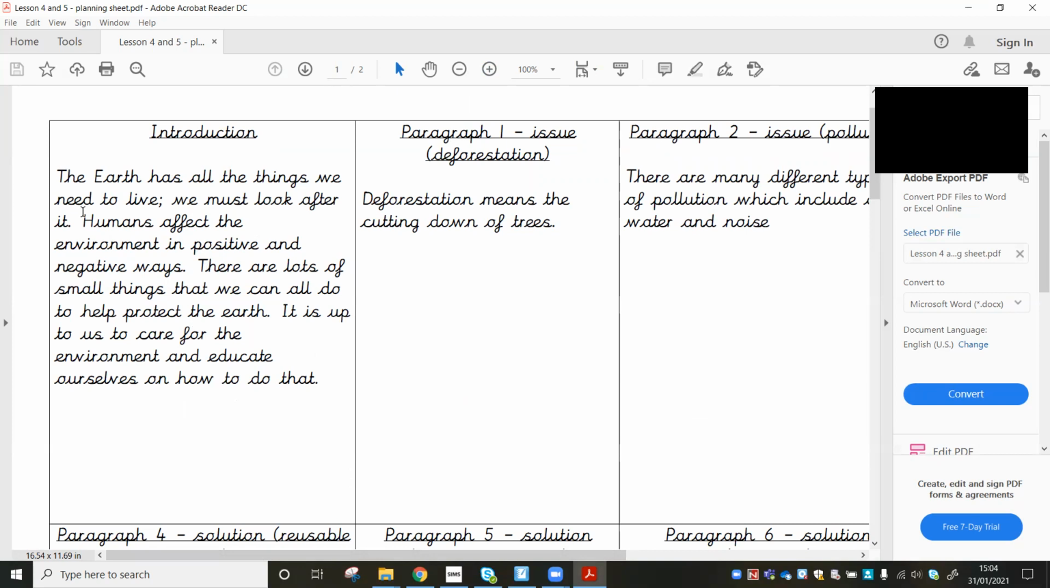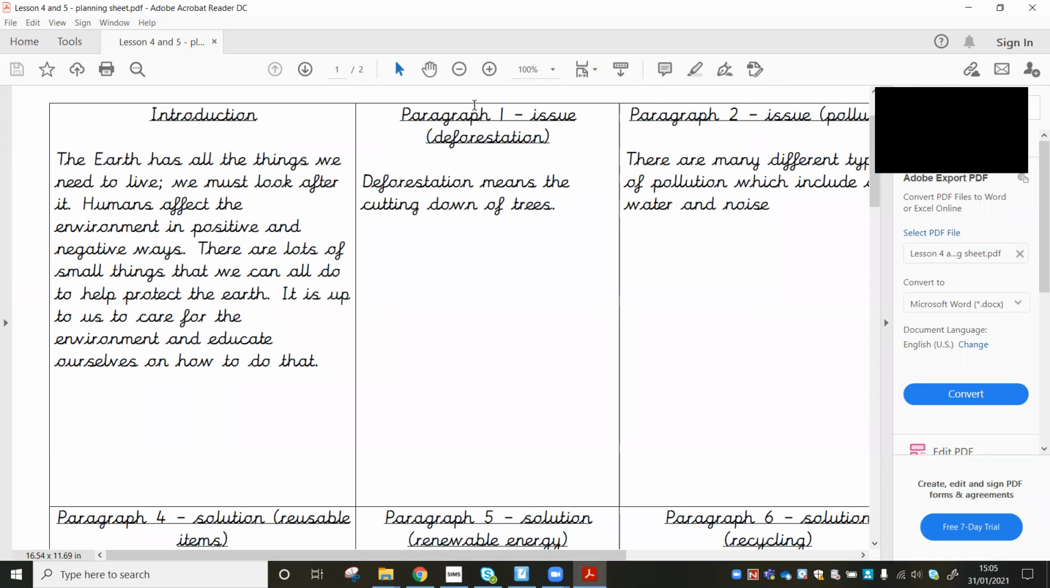So my introduction says, the earth has all the things we need to live. We must look after it. Humans affect the environment in positive and negative ways. There are lots of small things that we can all do to help protect the earth. It is up to us to care for the environment and educate ourselves on how to do that. And that leads in nicely, especially this bit here, the positive and negative ways. And again, there are lots of small things that we can all do to help. That leads on to, here are my issues. Here are my solutions, though.